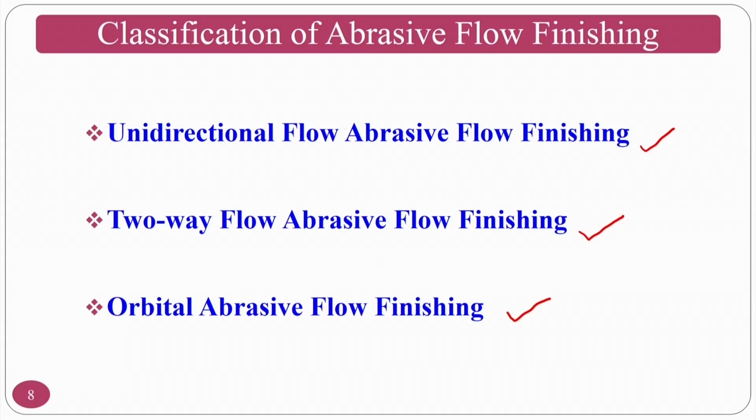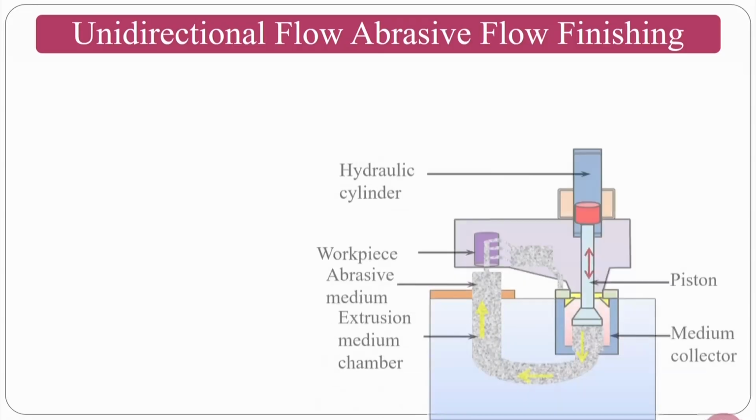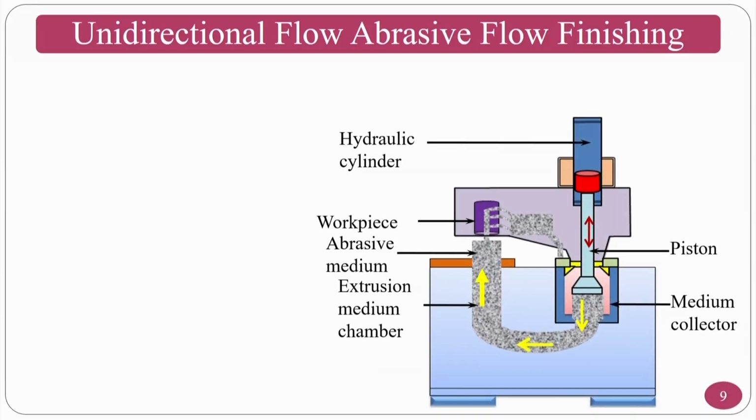Unidirectional abrasive flow finishing process, also called the one-way abrasive flow finishing process. First we will see the unidirectional abrasive flow finishing process, where the medium is located in a medium collector. This is the location, and it is pressurized using a hydraulic cylinder and piston, and the medium will pass through the extrusion medium chamber and extrude through the workpiece.